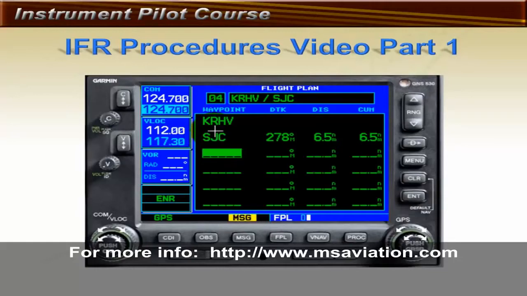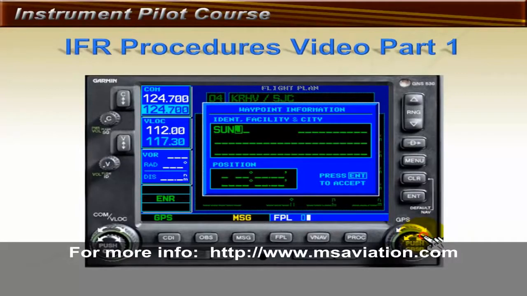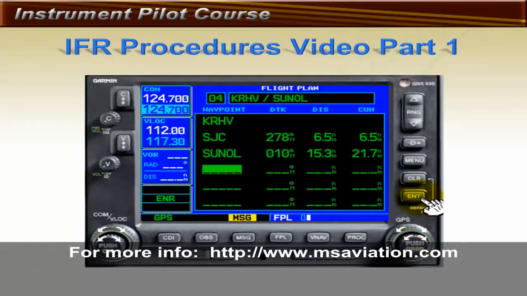The next leg will be Victor 334, which originates at the San Jose VOR, and it ends right over at Sunol intersection. So all we need to do is to enter Sunol intersection here, and we'll have a line drawn between the San Jose VOR and Sunol intersection. So let's do that. And intersections are 5 letters long. And here's Sunol intersection. Press Enter to accept that. And we have another line that will be drawn between San Jose and Sunol.